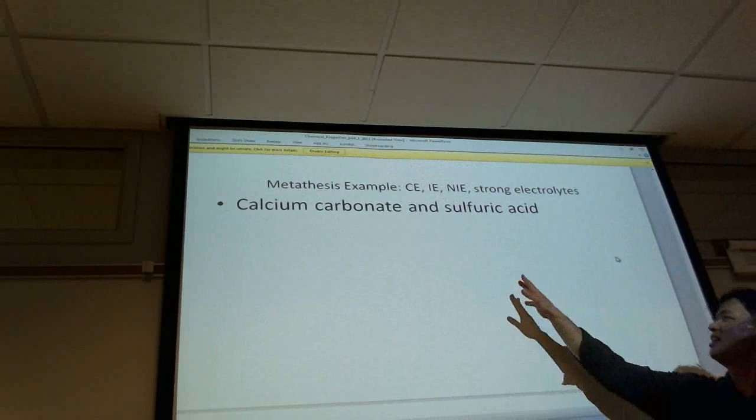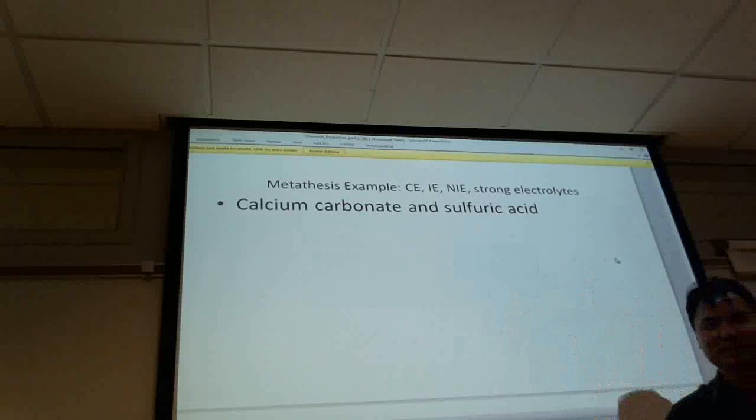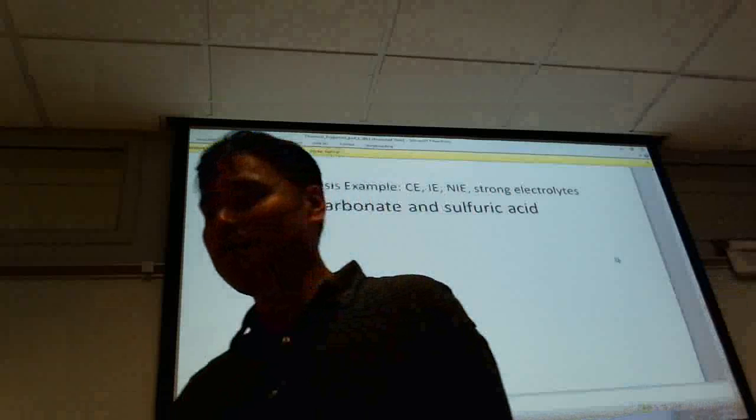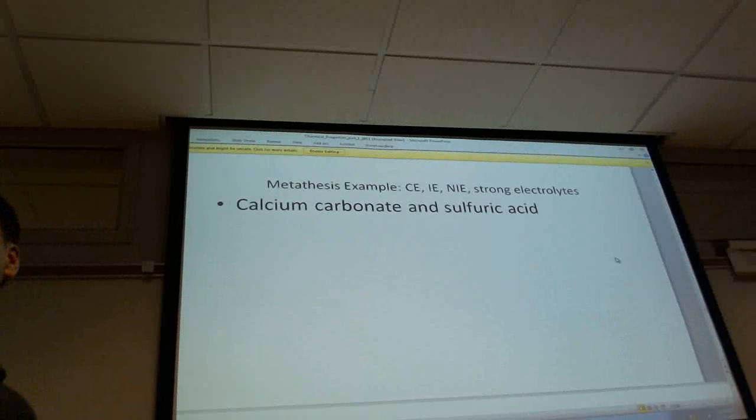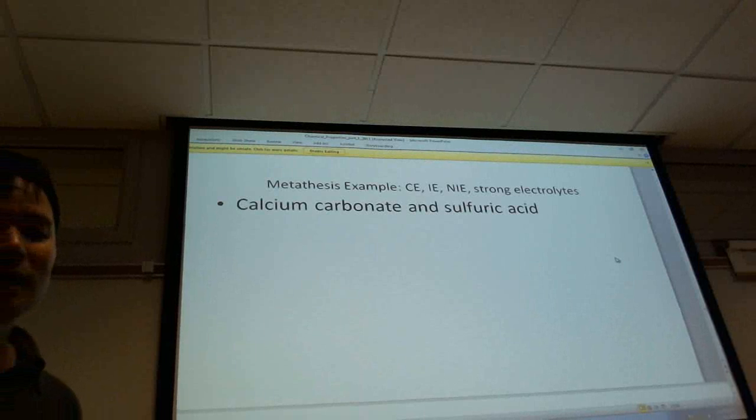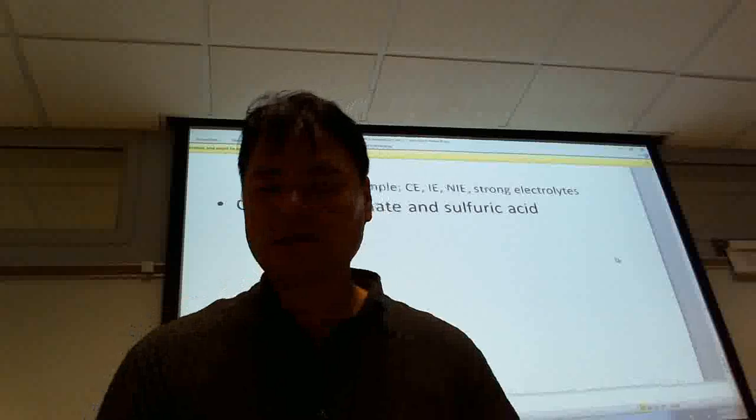Anyway, let's try metathesis. Everybody, let's try this: calcium carbonate with sulfuric acid. Try this one out to refresh your memory. And let's see if I have some paper.